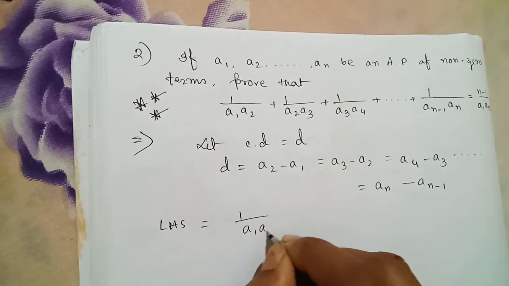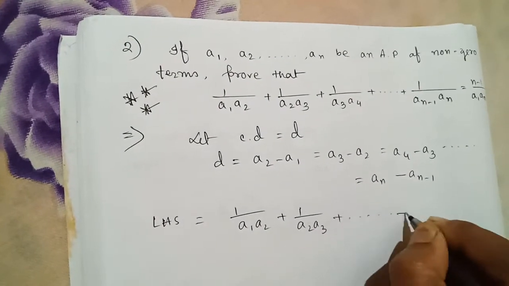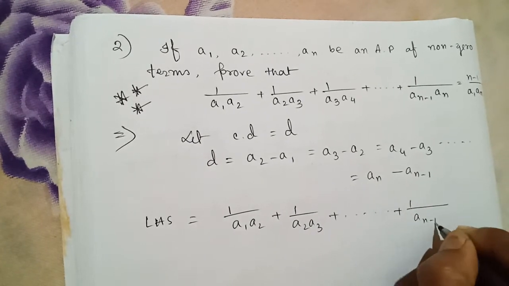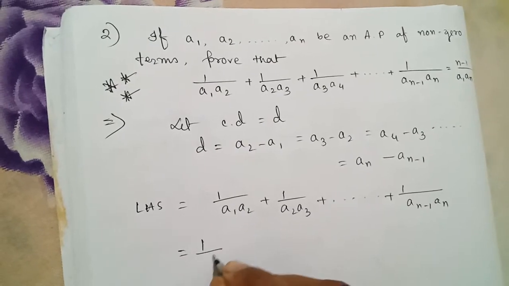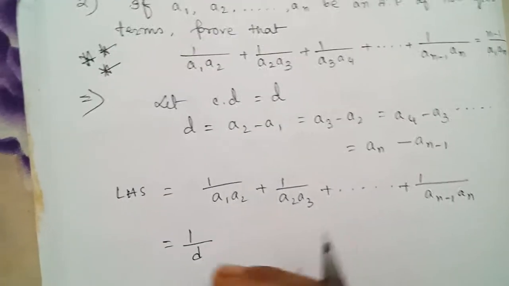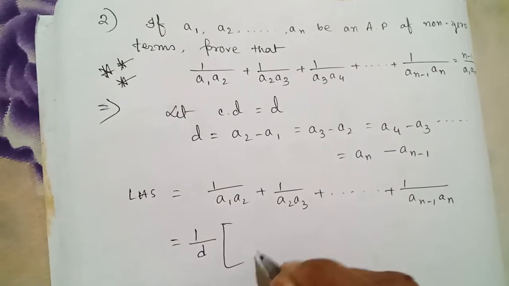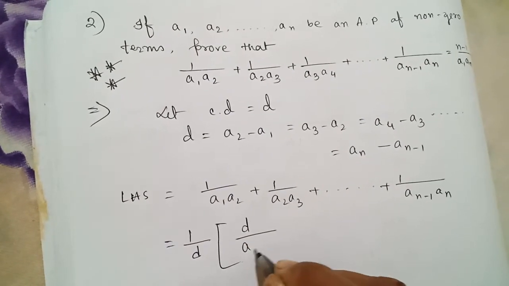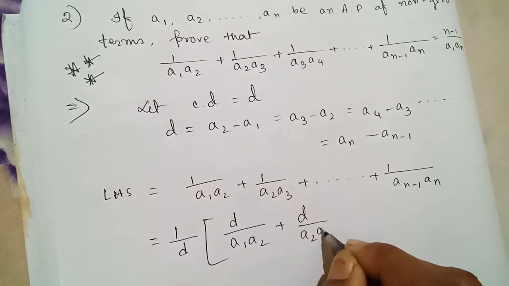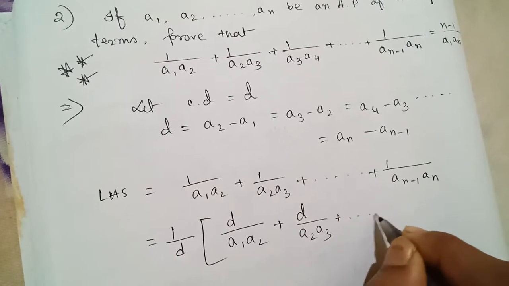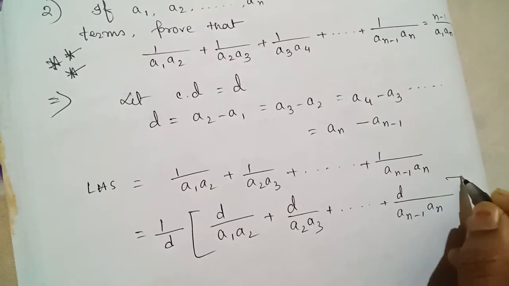I'm just writing it once, plus 1 by an minus 1 into an. What I'm doing is division and multiplication by d. Okay, so it can be written like this, plus dot dot dot plus d divided by an minus 1 an.